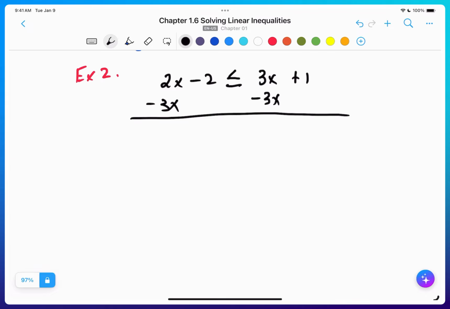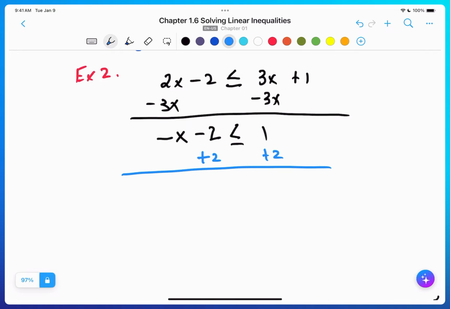Now that becomes -x minus 2 is greater than or equal to, and this is gone, 1. So then I'm going to add 2. Let's get a different color so we can see where the steps are. So now I'm going to add 2 here and add 2 here. And then this becomes -x is greater than or equal to 1 plus 2. That's going to be 3.